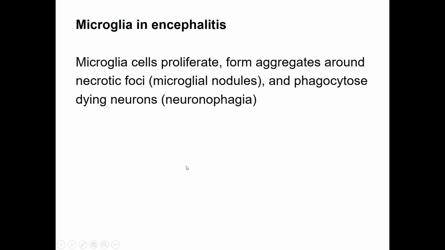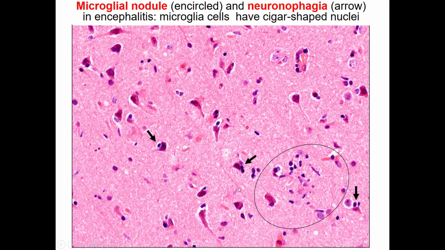And microglia is also important in encephalitic processes. Encephalitis related to viruses, for example, or immune-mediated processes, or as paraneoplastic encephalitis. These microglial cells proliferate, they form aggregates around necrotic foci, necrotic neurons, and they also phagocytose the dying neurons, causing neuronophagia. And as you can see, these microglial cells appear in very close vicinity to these neurons. Here are two microglial cells just opposed to a neuron.